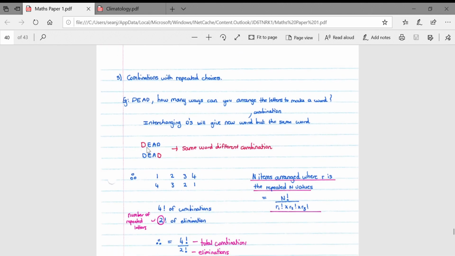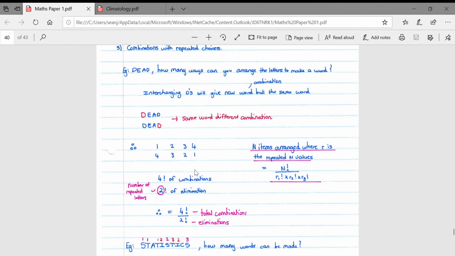We take, how many letters are we working with? We're working with 4 letters, so it'll be 4 factorial, but then we need to look at our number of repeats. So how many times is D displayed? It's displayed 2 times, so we say 2 factorial. Then our final answer will simply be 4 factorial over 2 factorial, and that formula is given over here.